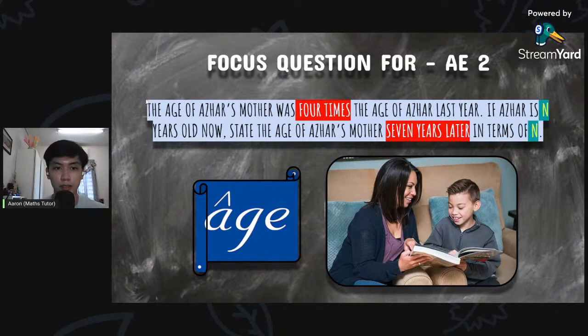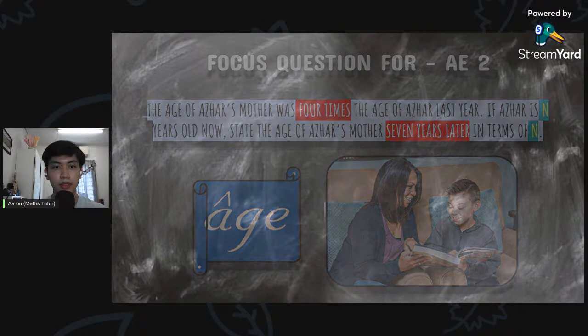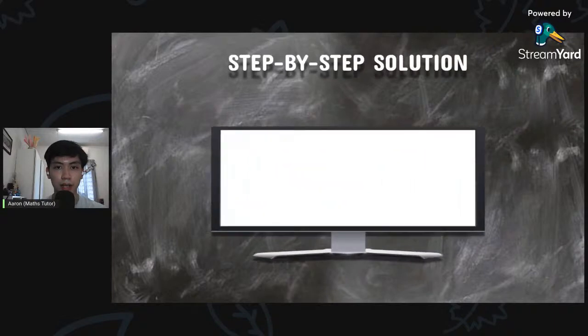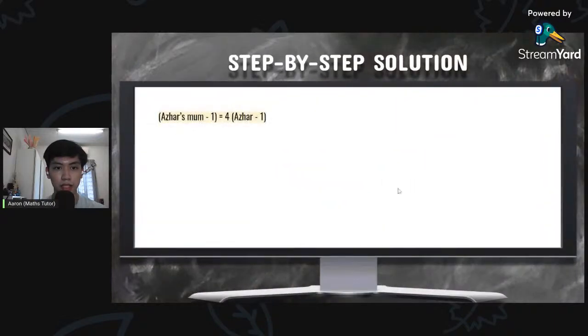Right. So we see here the first statement and the second statement. Remember there's two statements, the first statement here and the second statement. So this is the age between the mother and the son. Alright, kita lihat step dia macam mana kita cari.